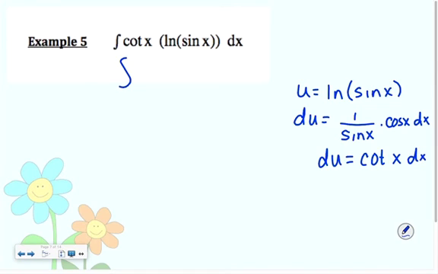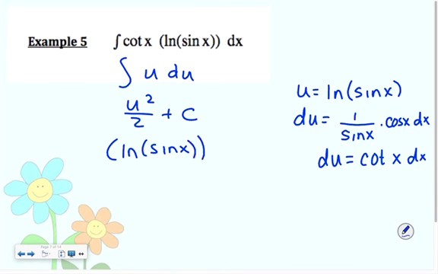And then it's cotangent of cotangent. Yeah, we're just integrating u du. Now this one looks a little bit strange when we put it back in, lots of parentheses, but it's the ln of the sine of x, that quantity squared, over 2 plus c. Okay, questions on that one?